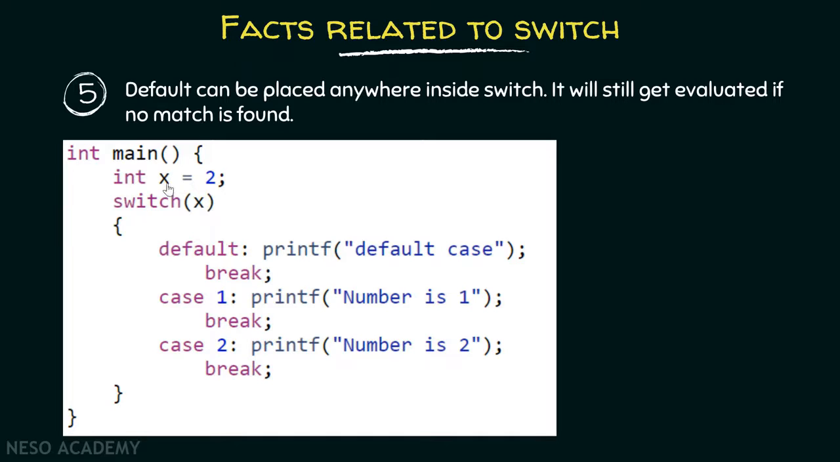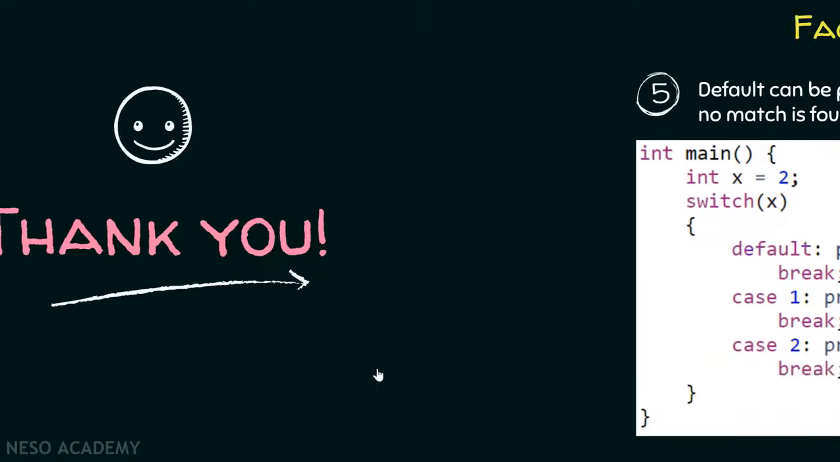Here in this case, as x is equals to 2, therefore 2 is compared with 1 first. As 2 is not equals to 1, therefore this printf function will not get evaluated. But as we can clearly see, 2 is equals to 2, therefore this printf function will get evaluated and hence the output is number is 2. Okay? Even though default is placed at the top, but it will get evaluated only after evaluating all these cases. Please remember this point.